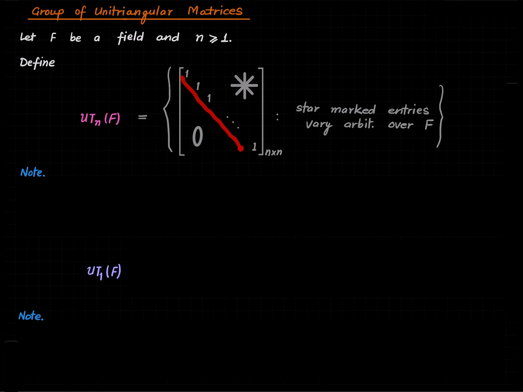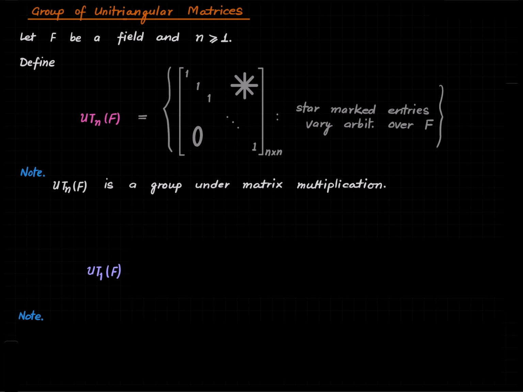On the diagonal we have 1, where of course 1 refers to the multiplicative identity of the field. Below the diagonal we have 0, identically everywhere 0. And above the diagonal, complete freedom. So if you collect those matrices, that set is denoted by this notation. And note that this is also a group under matrix multiplication.